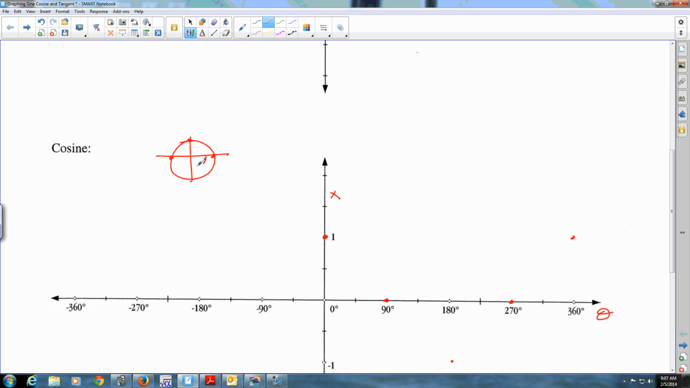At -360, so you're going to rotate all the way around backwards, so your x value is back up at 1. At -270, so you're here, you're sitting at 0. -180, you're down at -1. At -90, you're 0, and at 0, you're back up to 1. So your graph is going to go like this.